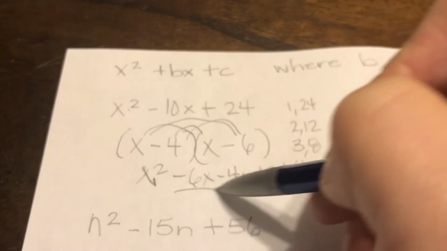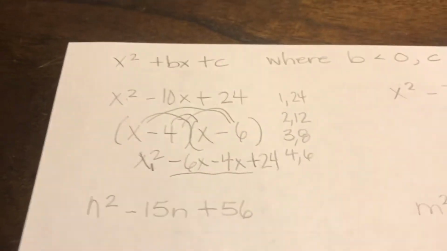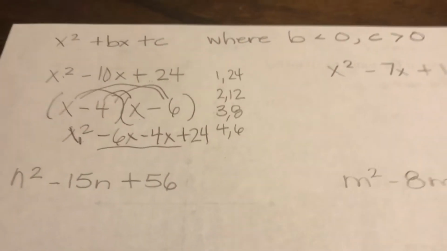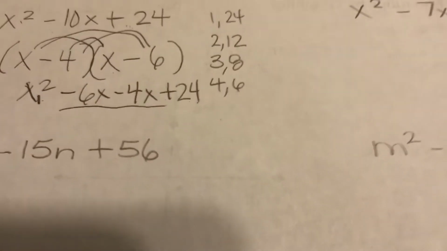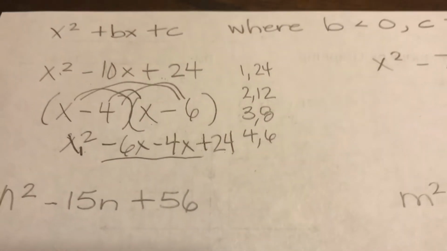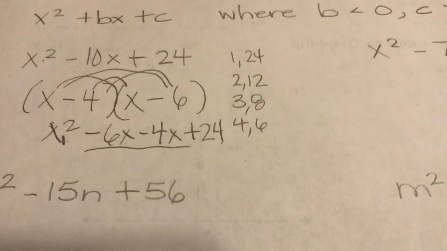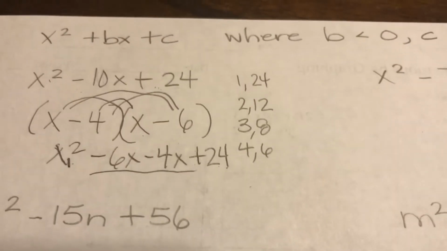To check it, x times x is x squared. X times negative 6 would be negative 6x. Negative 4 times x would be negative 4x. And then negative 4 times negative 6 would be positive 24. X squared, negative 10x, 24. So same idea as yesterday, just that instead of a plus plus, because that b was a positive, we're going to have a minus minus because our b term is going to be a negative.